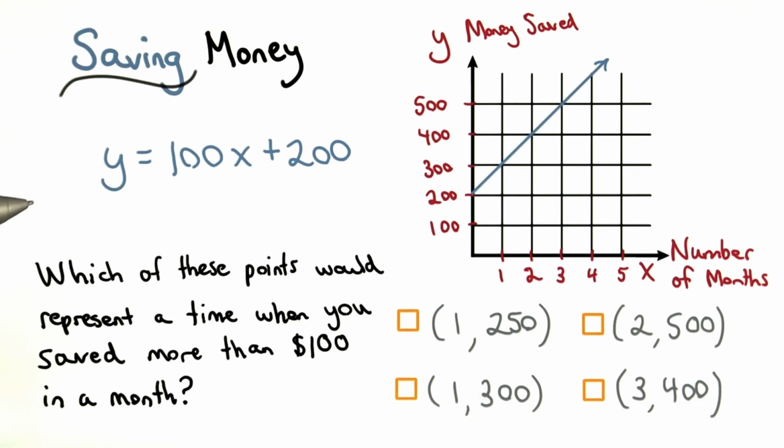First, let's consider a few points. Which of these points would represent a time when we saved more than $100 in a month? Check all the boxes that apply.